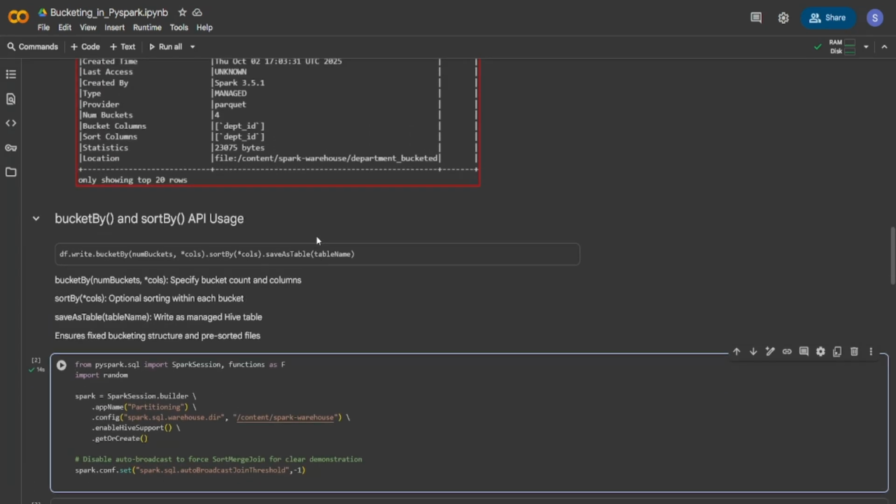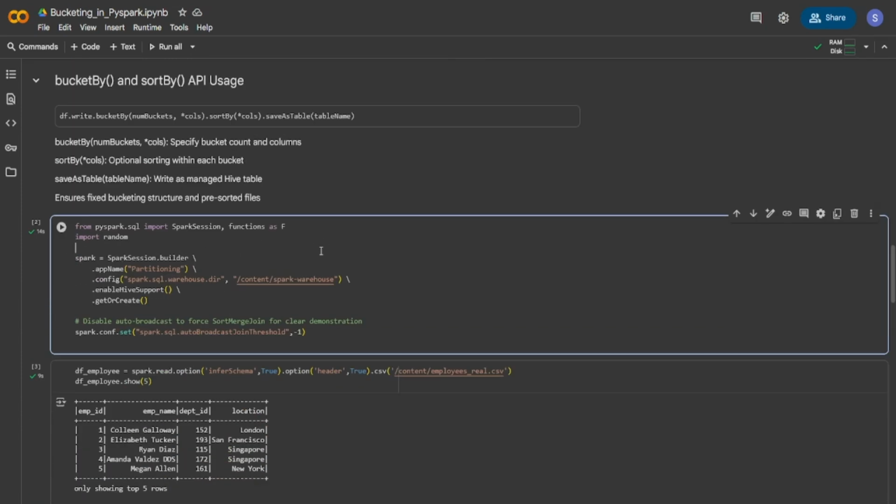Combining bucket by with sort by is the gold standard for join optimization, resulting in the most efficient form of sort merge join, such that bucketing ensures all rows with the same key are in the same physical file, whereas sorting ensures all rows within the same physical file are sorted by the key.